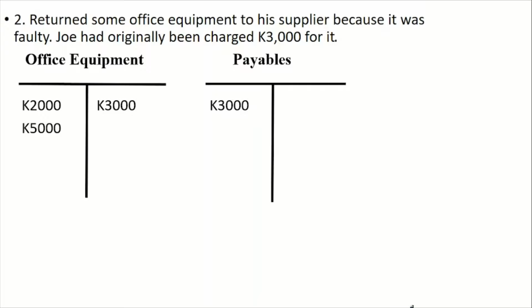And then we are going to debit the payables account. Why are we debiting the payables account? Remember, this is a liability. Now, since we returned office equipment, it means that that liability, the amount that he owes to the payables, reduced by 3,000 kwacha because he returned. And when you reduce a liability, you make a debit entry. That is why we are debiting the payables account. So this is how the accounts must appear according to this transaction.